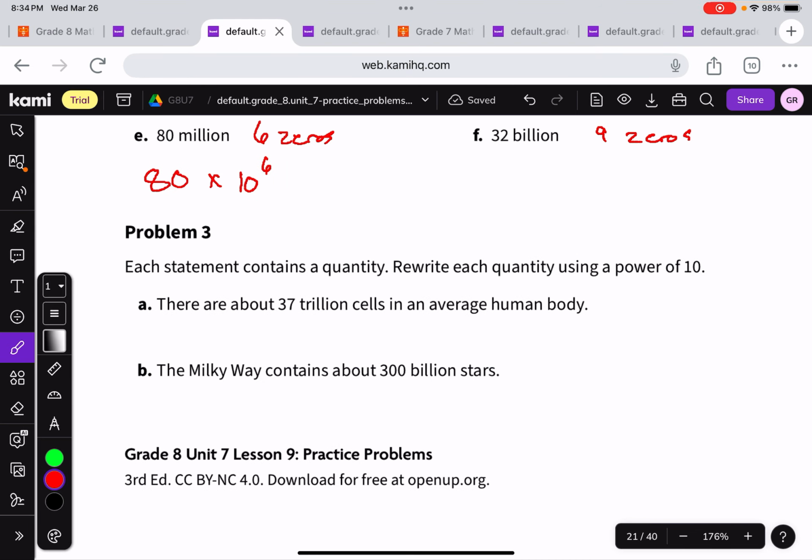So, each statement contains a quantity. Rewrite each one with a power of 10. Well, let me give you a clue. Here's 37 trillion. Trillion is, if you remember, 12 zeros. Got it? So that would be 37 times 10 to the 12th power. Billion, well, that one's just like this one, so that one's going to look just about the same way.